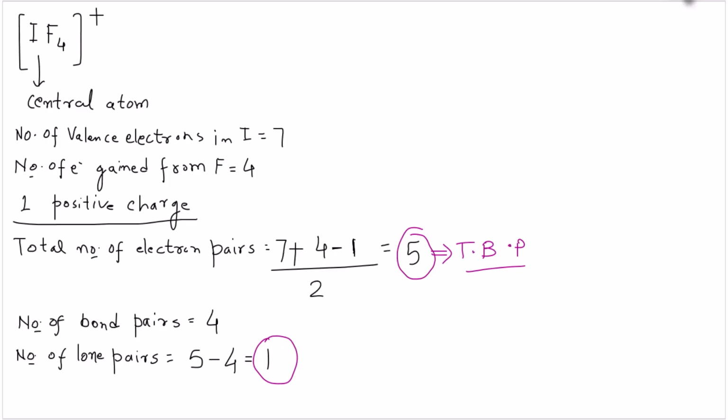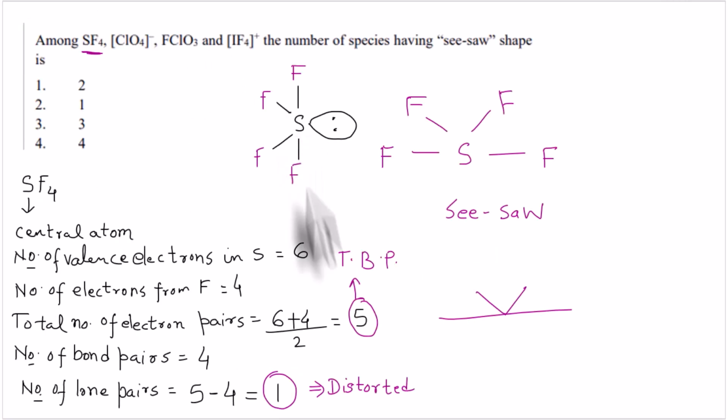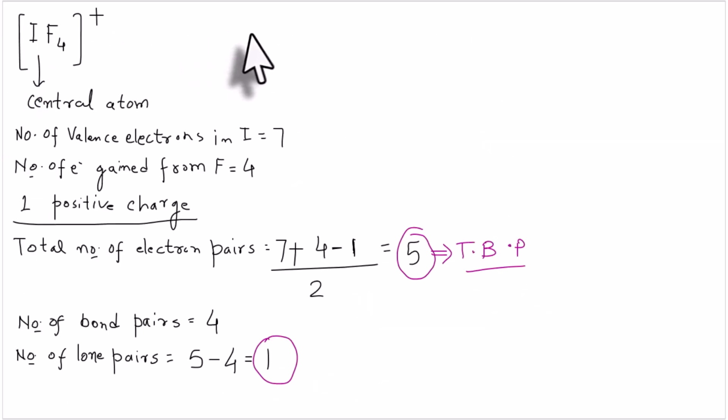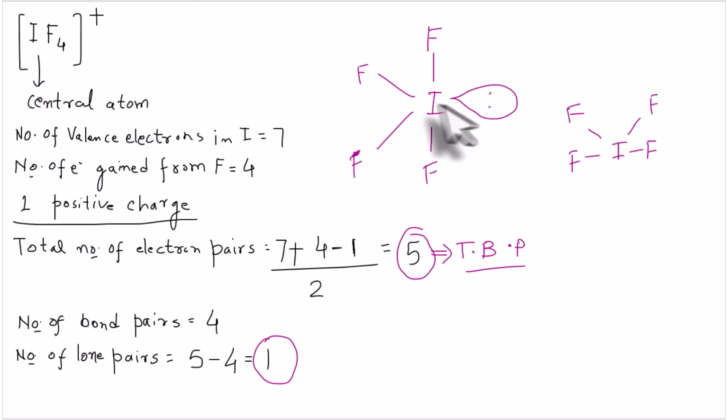If you recall it again, so like this. We had SF4, with 5 total electron pairs resulting in TBP geometry. But this TBP geometry gets distorted when we have a lone pair of electrons positioned at the equatorial position. The same will happen to IF4 plus also. So we can make it like this. So IF4 plus is seesaw shaped.